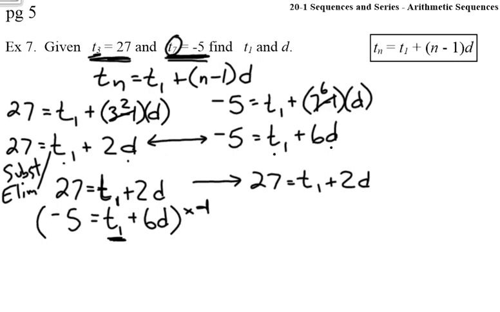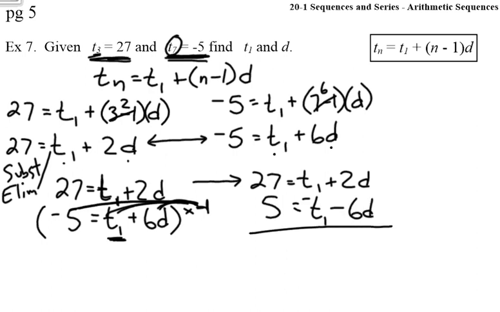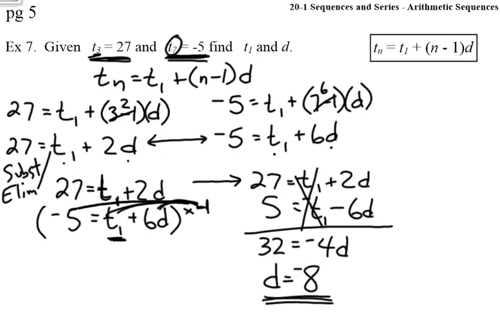And my second equation becomes, sorry, not negative 5, because I have to multiply all parts of it by negative 1. It now becomes negative 1 times negative 5 is 5. Negative 1 times T1 is a negative T1. And negative 1 times 6d is a negative 6d. Combine these, those cancel, leaves me with 32 equal to negative 4d. Divide both sides by negative 4. d is negative 8. And that's what we said earlier. d is negative 8. So if my third term is 27, I have to add 8 to get 35. Add 8 to get a T1 of 43.